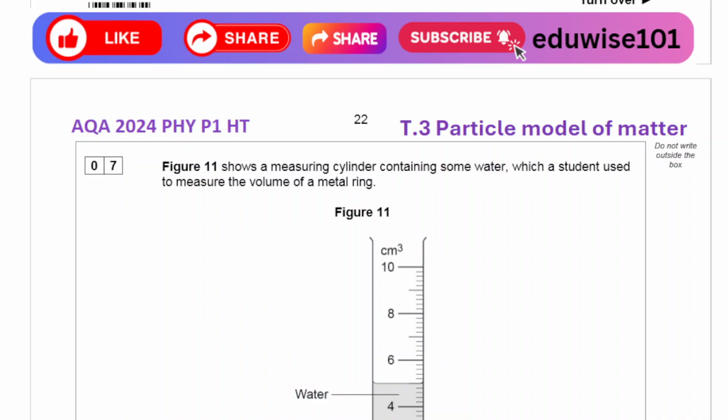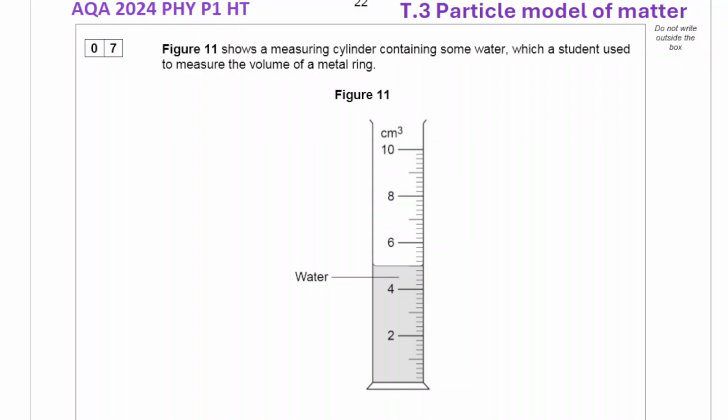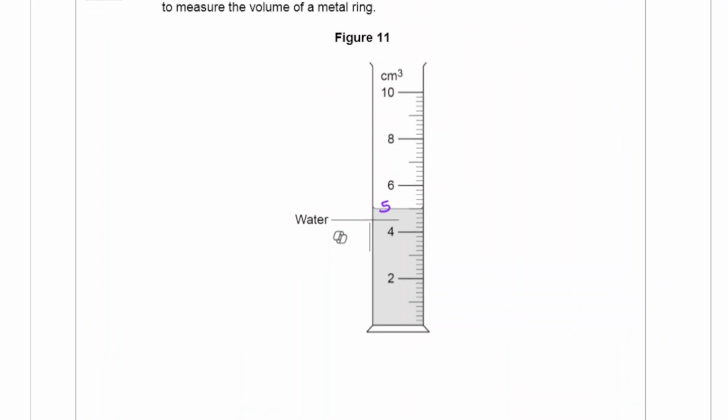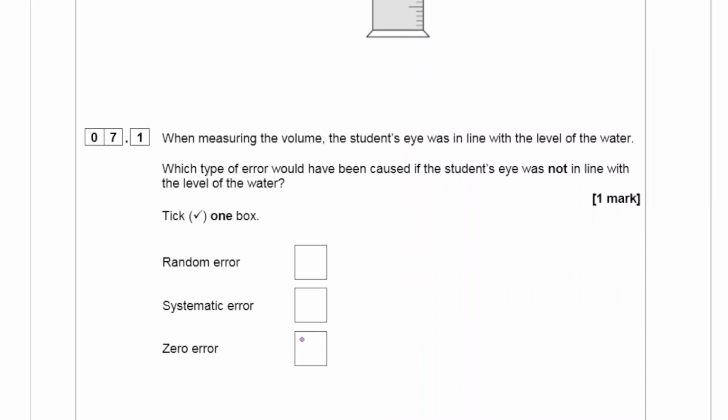Figure 11 shows a measuring cylinder containing some water, which a student used to measure the volume of a metal ring. So it looks like it's right on 5 centimeter cube. When measuring the volume, the student's eye was in line with the level of the water. What type of error would have been caused if the student's eye was not in line with the level of water? That would be a random error.